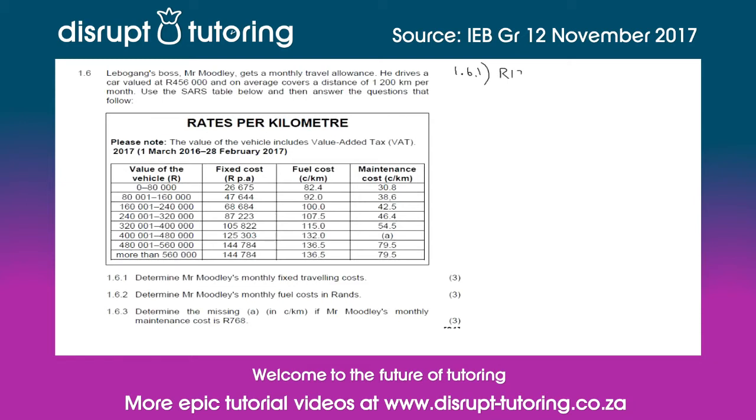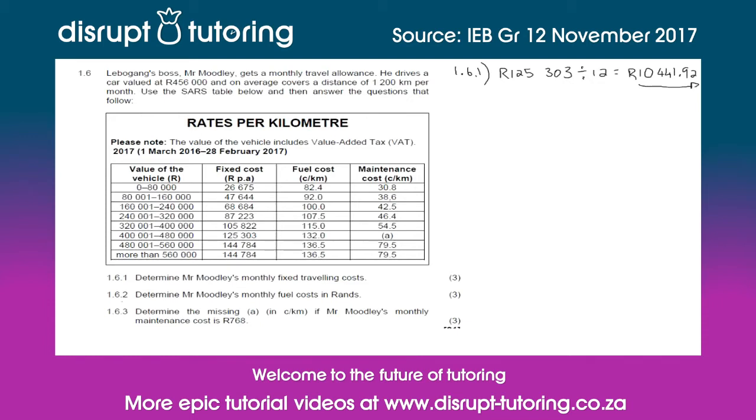So it's this 125,003 Rand divided by 12 for the 12 months. Put that in your calculator and you get 10,441 Rand and 92 cents. So that's the first answer.